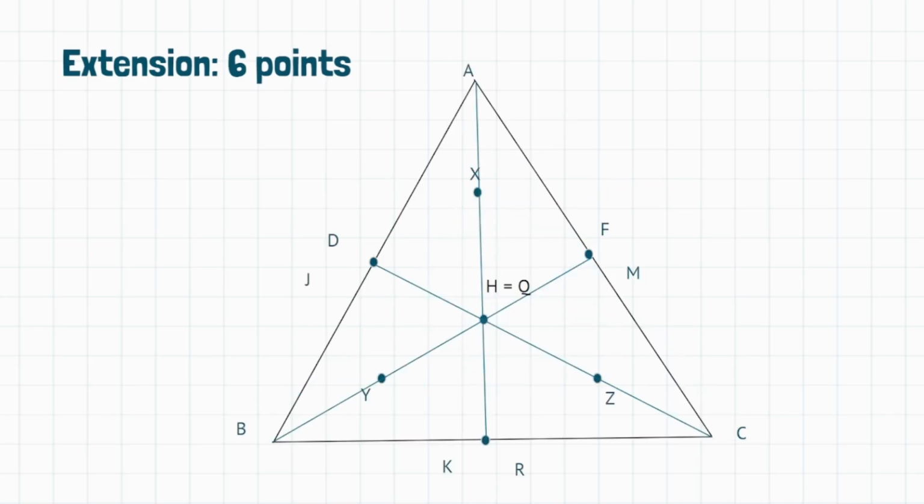The 9-point circle can be reduced to a 6-point circle. In an equilateral triangle, each side midpoint ends up at the same place as an altitude foot. J equals D, F equals M, and K equals R. The other three are the midpoints of the segments connecting the orthocenter to each vertex, points X, Y, and Z. Also, the orthocenter H is equal to the center of the 9-point circle, Q.